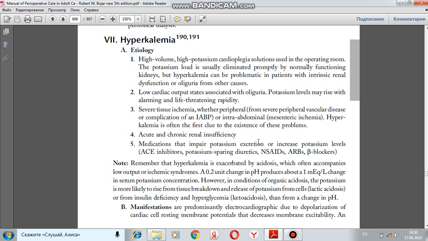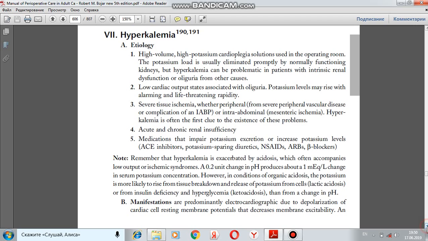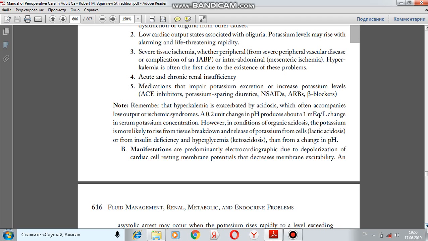Medications that impair potassium excretion or increase potassium levels: ACE inhibitors, potassium-sparing diuretics, non-steroidal anti-inflammatory drugs, angiotensin receptor blockers, beta blockers. Note: remember that hyperkalemia is exacerbated by acidosis, which often accompanies low output or ischemic syndromes. A 0.2 unit change in pH produces about a 1 milliequivalent per liter change in serum potassium concentration.